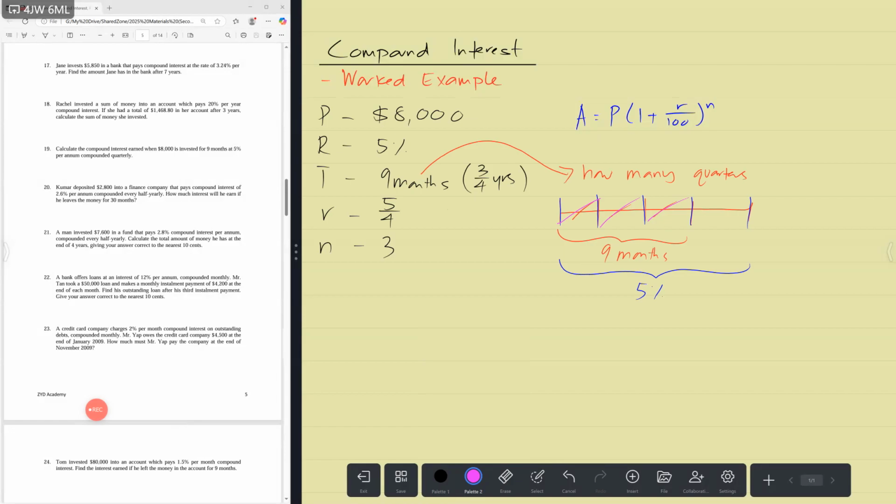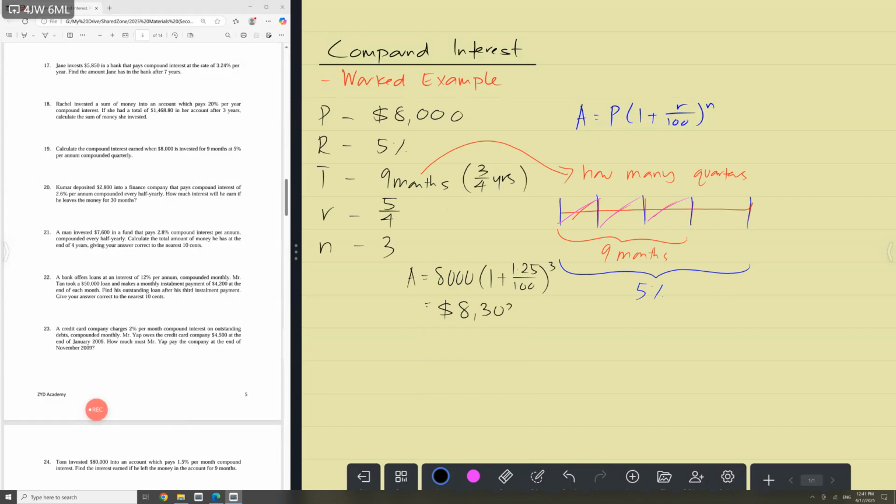So these are your values, and what we're going to do is substitute back into the formula. In this case, the total amount A equals 8,000 bracket 1 plus r, which is 5/4, which is 1.25, divided by 100, to the power of 3. Use your calculator and you will get 8,303.77. This is the amount, correct to 2 decimal places for money.